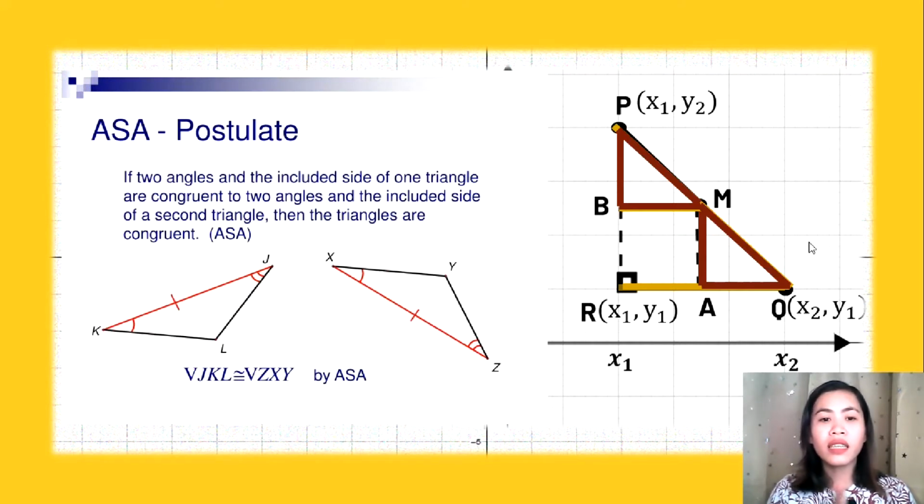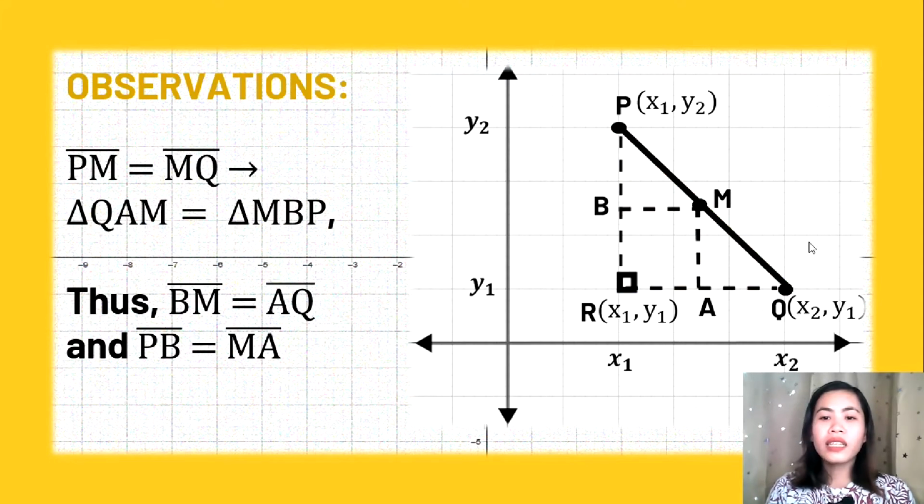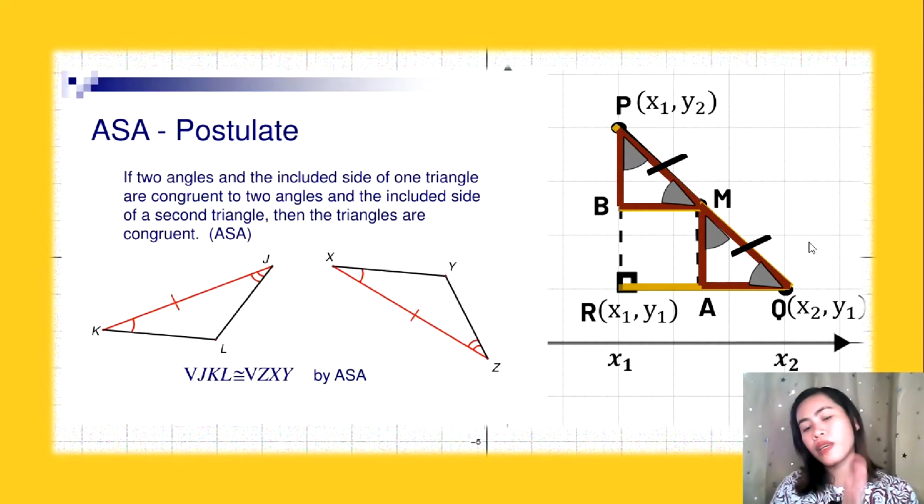If two angles and the included side of one triangle are congruent to two angles and the included side of a second triangle, then the triangles are congruent. So, na-prove natin na angle BPM is congruent to angle AMQ and angle BMP is congruent to angle AQM. And line segment PM is congruent to line segment QM. Meaning, triangle BMP and triangle AQM are congruent using ASA postulate.